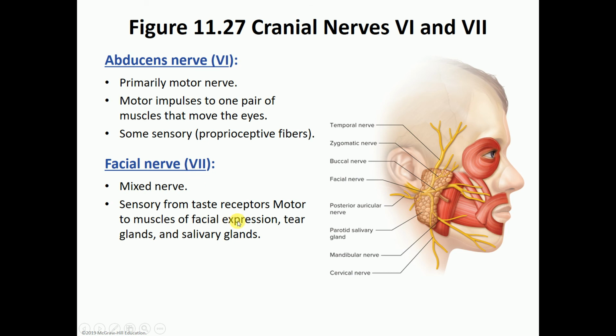It also innervates or gives motor supply to the tear glands and salivary glands. So what on earth are motor fibers doing in tear glands and in salivary glands? Well, when we want to secrete tears or secrete saliva, we need the smooth muscle fibers to contract and squeeze those secretions out of the glands. Okay, so the facial nerve is going to innervate these smooth muscles.